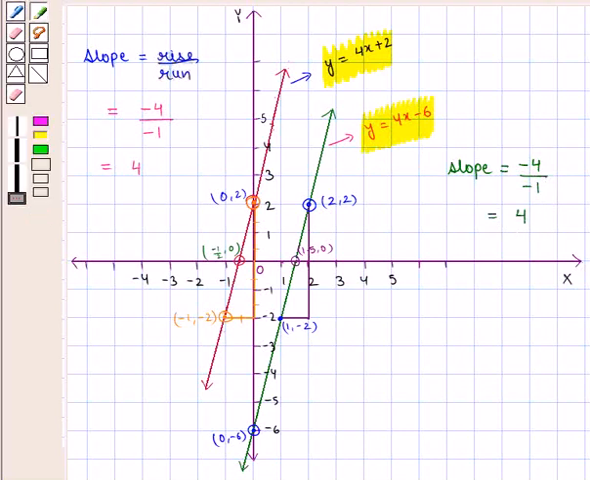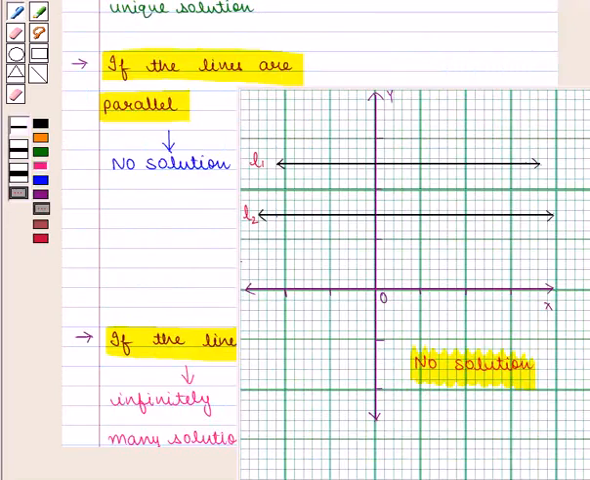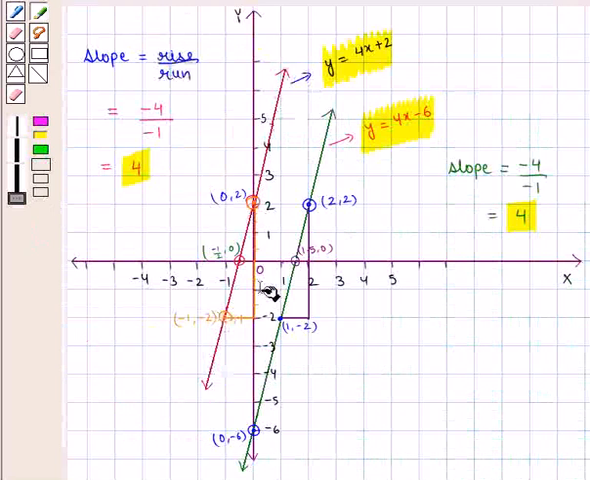As we see that the two lines have the same slope, so we can say that these two lines are parallel. And from the key idea we know that if there are two lines L1 and L2 that are parallel to each other, then there exists no solution. And here as we see that the two lines are parallel, therefore there exists no solution.